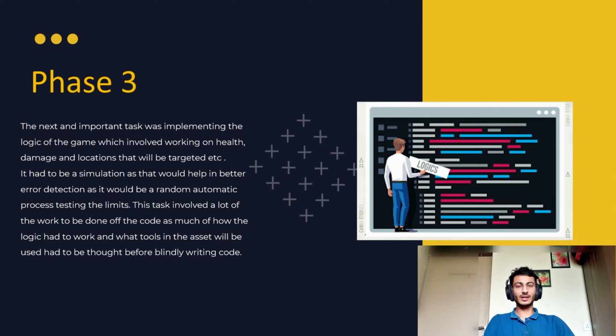Phase 3 was next, the most important one, implementing the logic. But as the logic of the game had to be thought out before implementing it in code, this work was more off the code than on the code. So we had to think about the logic. We had to see that if this happens, if it's stretched to its limits, will it work or not. That's why the game was planned at the start to be a simulation, so that due to its random nature, it checks all the extremes and we would know what the bugs are.